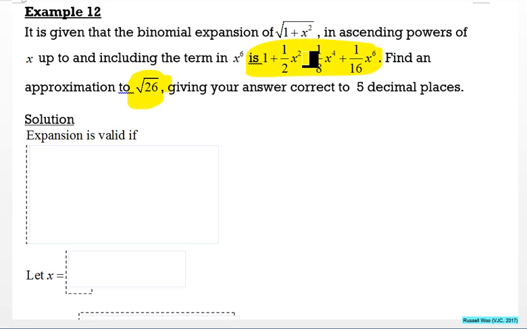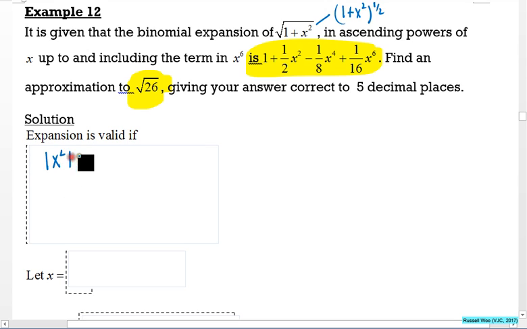Now, first thing we need to take note of is that for this expansion to be valid, this one is actually 1 plus x squared to the power of half, right? For this to be valid, mod x squared must be smaller than 1. Now, x squared is always positive. Whether you have a mod or don't have the mod, it doesn't make a difference.